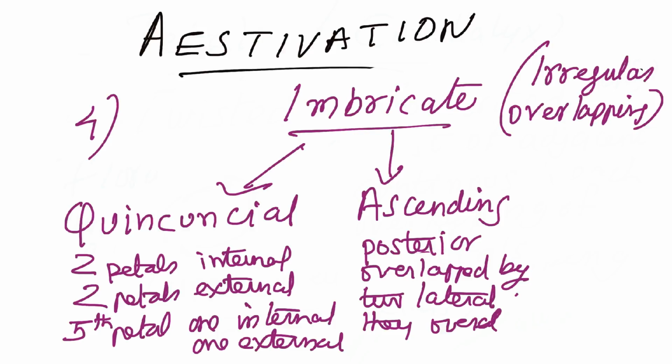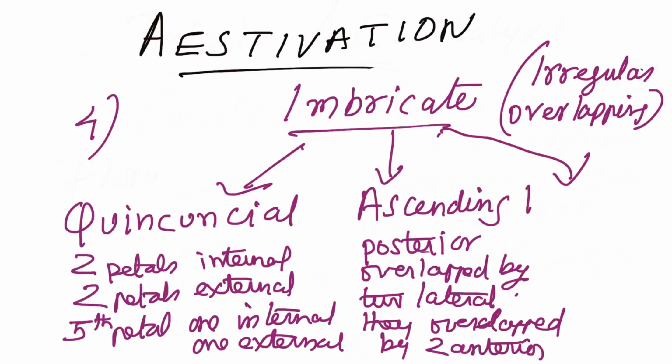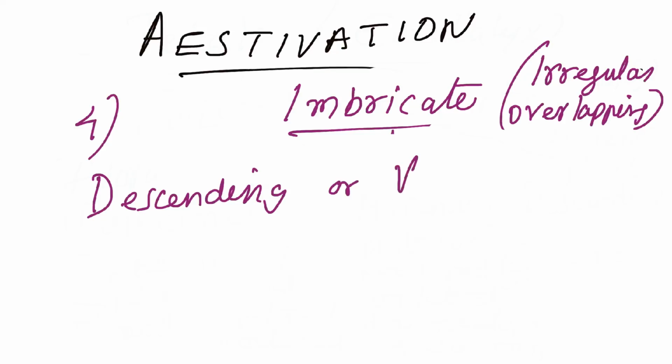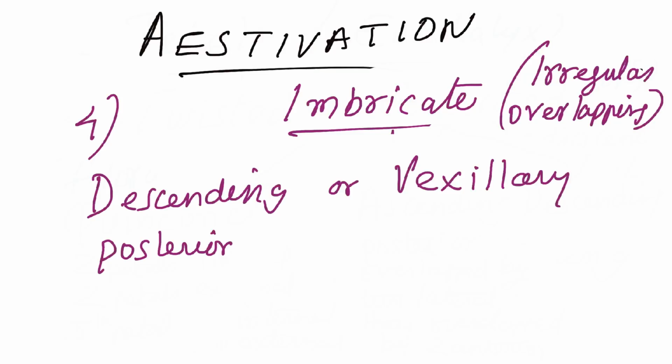petals, and they themselves are getting overlapped by two anterior petals. So it's a kind of continuous overlapping with a definite pattern, but on the whole it's irregular. Now going on to the third case of imbricate aestivation, which is quite important because there's a definite feature, and we call it vexillary or descending imbricate aestivation. What is the feature of this?